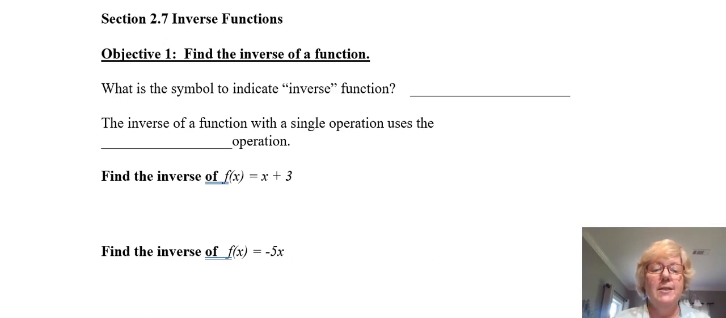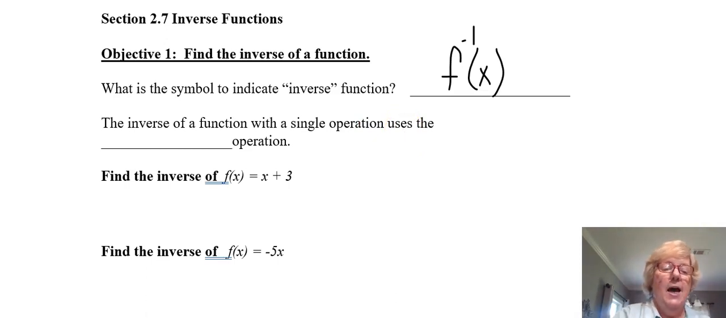First off, what is the symbol that will indicate the inverse function? Whenever you see the function notation written with what looks like a -1 exponent, that means inverse. We're not going to use it as a -1 exponent. It's just going to indicate inverse. Now, basically, the inverse of a function with a single operation uses the opposite operation.